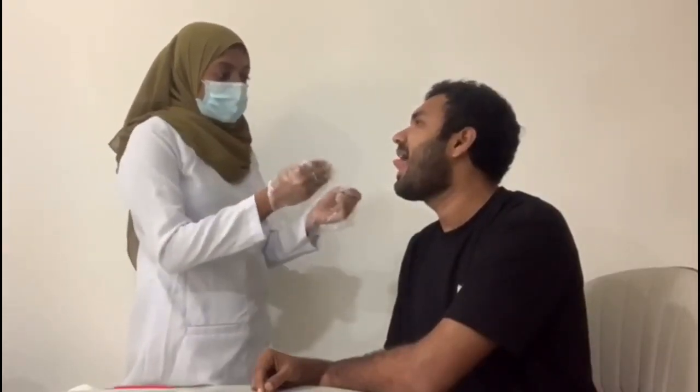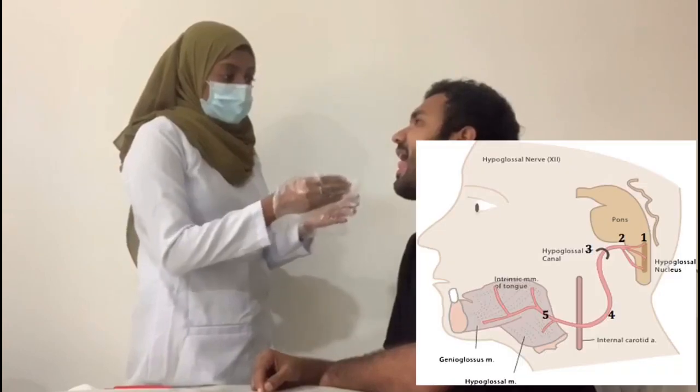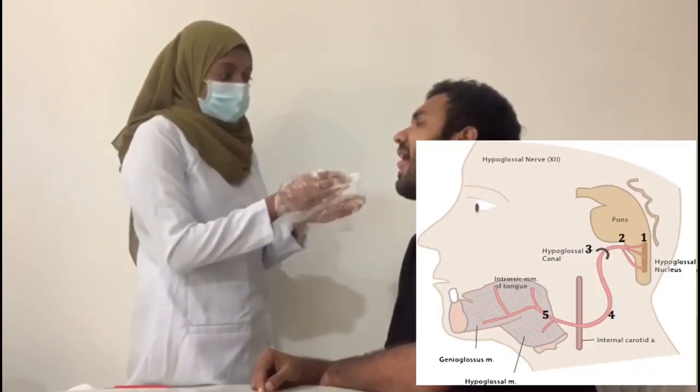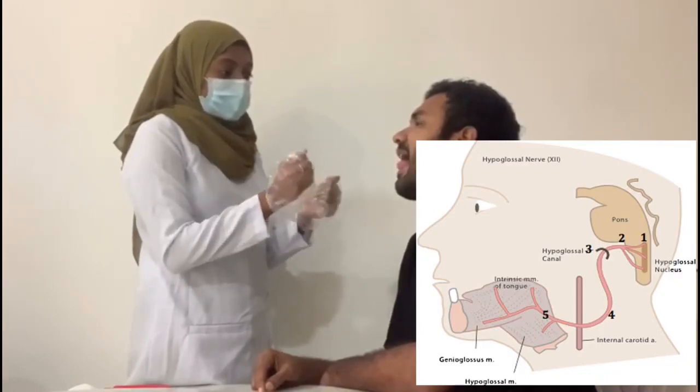In this one, we are going to check for the hypoglossal and glossopharyngeal nerve. If there is a deviation to the affected side, there is a hypoglossal nerve palsy. And if the tongue moves to the healthy side, there is a glossopharyngeal nerve palsy. Can you again protrude your tongue for me?